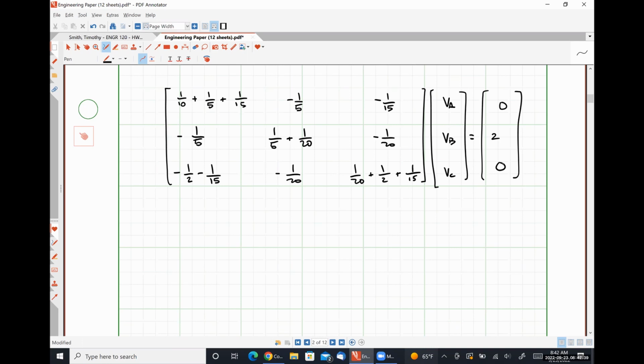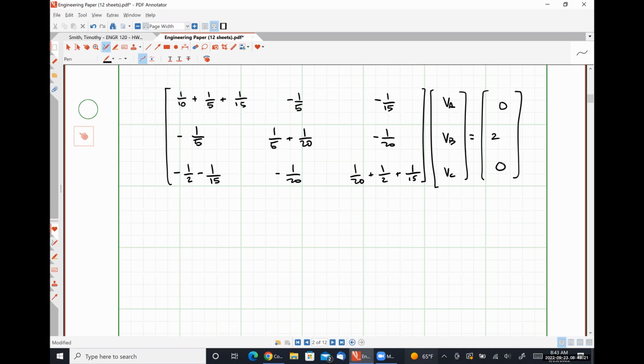For my second equation, I have -1/5 for VA, +1/5 plus 1/20th for VB, -1/20th for VC, +2 is my constant term. -1/2 minus 1/15 is my coefficient for VA in my third equation, -1/20th is my coefficient for VB in my third equation, and +1/20th plus 1/2 plus 1/15 is my coefficient for VC in my third equation, constant term is 0. Solve.